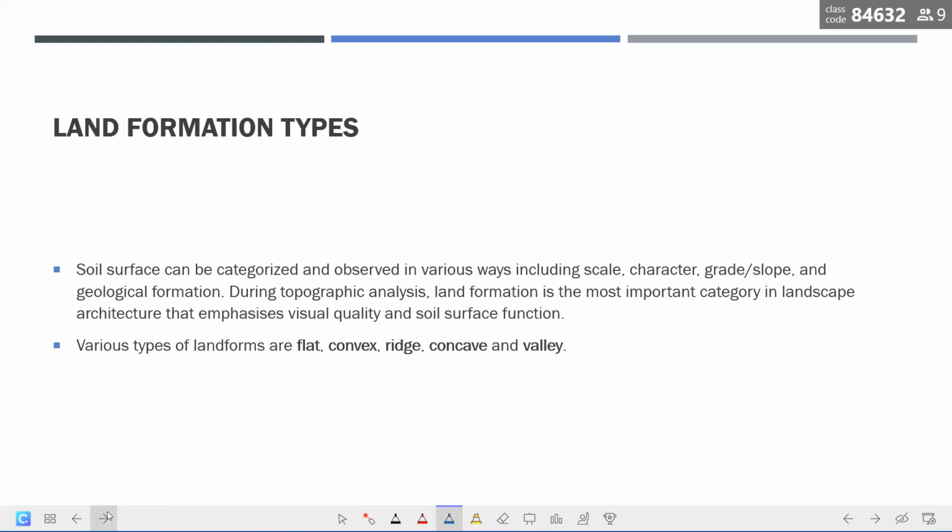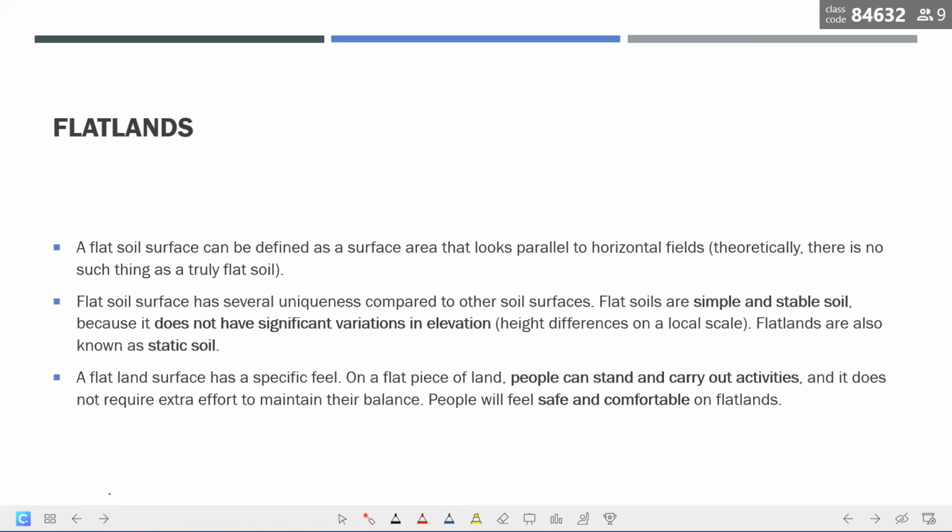And we'll have a look at these categories and how they affect spatial quality and visual quality over the next few slides. Flatlands, the name speaks for itself. It's a flat soil surface or any surface area that looks parallel to the horizontal plane. That can be considered as a flatland.